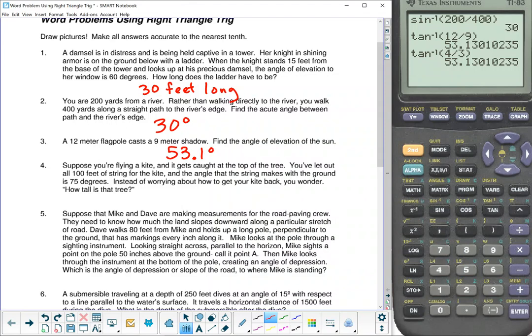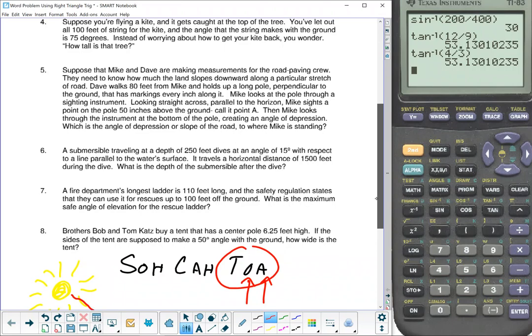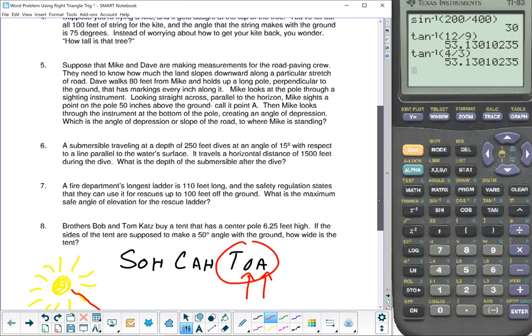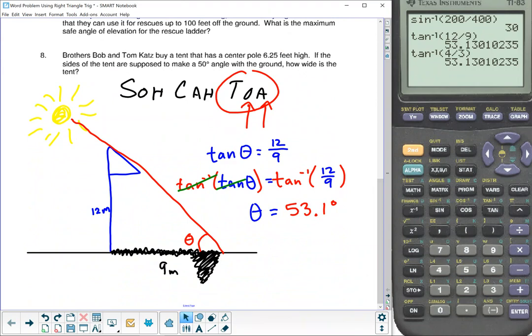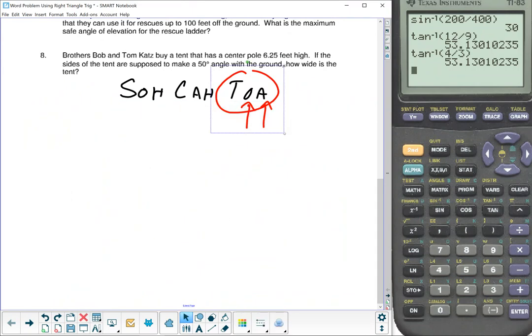Suppose you fly a kite and it gets caught in a tree. You let out all 100 feet of string for the kite. The angle that the string makes with the ground is 75 degrees. Instead of worrying about how to get the kite back, you wonder, how tall is that tree? 100 feet and 75 degrees. I think I have an idea. And if you do, pause it. Don't let me ruin it for you.